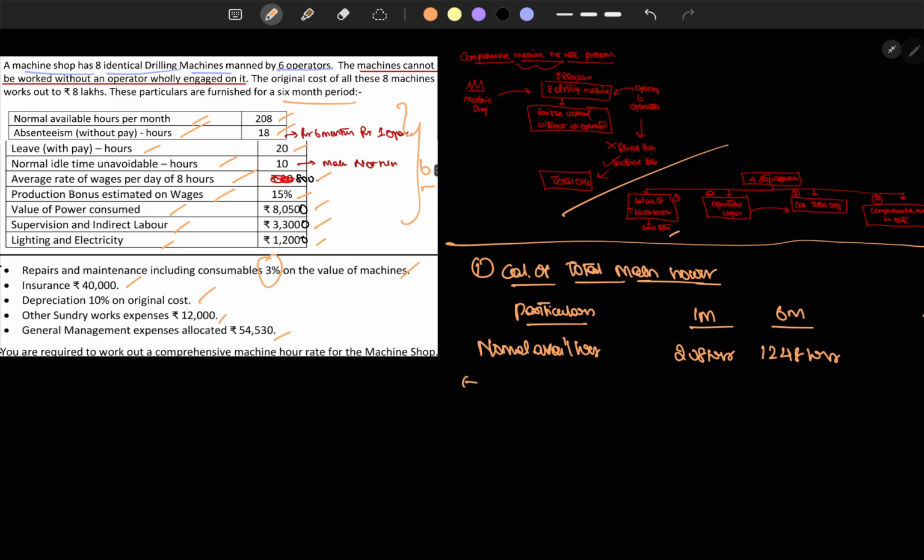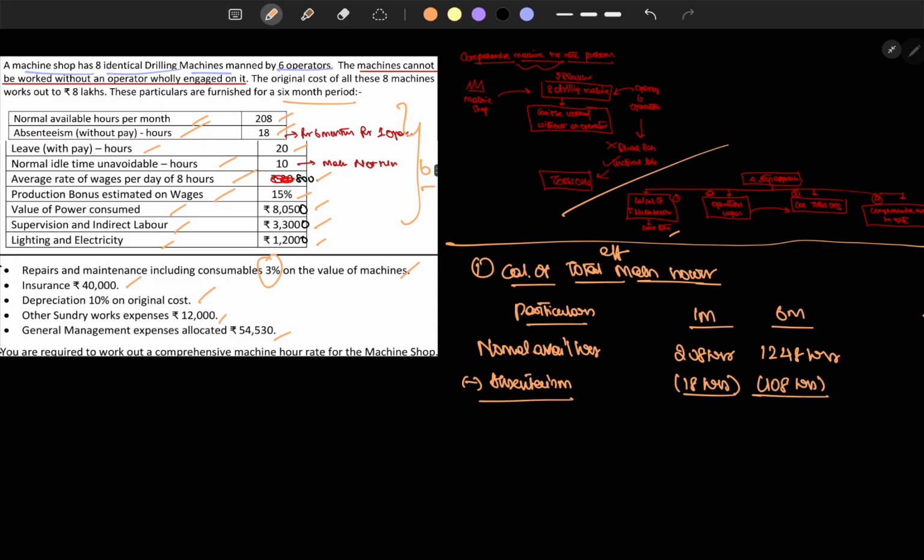Now absenteeism without pay, which has to be subtracted. Why? Because when the employees are absent, there won't be any work done at that time. So we need the effective total machine hours. So we are going to deduct this absenteeism now. Right. Let's do this. This 18 hours is right. This is for the entire 6 months. Sorry. This is for only 1 month. Let's multiply this up with 6 months.